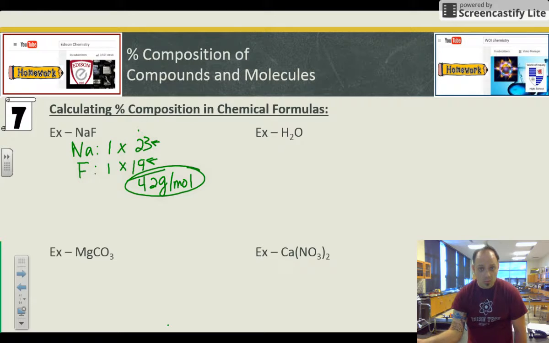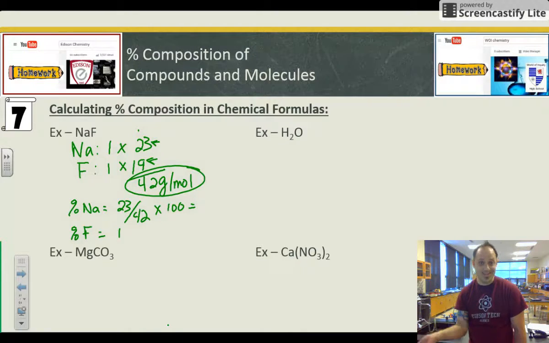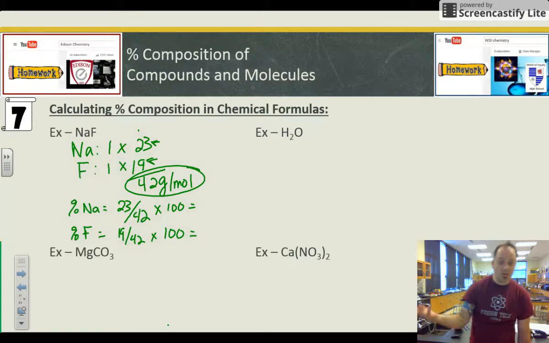If you had to figure out the part that was due to sodium, he's going to write a percent sign, then sodium, percent Na. He's going to do the part that was Na, 23, divided by the whole, which is 42, times 100, equals the percentage that's the sodium. And the percentage that's the fluorine is going to be the part that's the fluorine, in this case 19, divided by the 42 that was the whole mole, times 100, and you get the percentage.